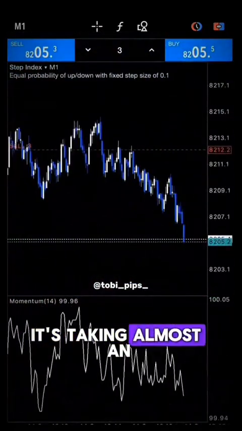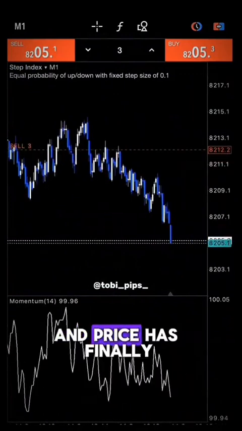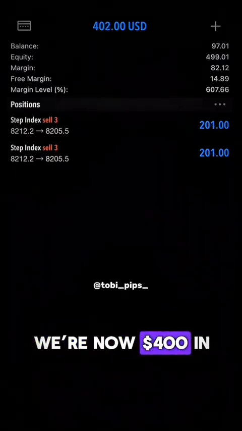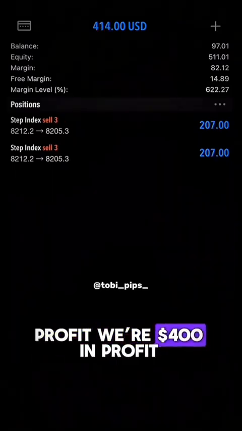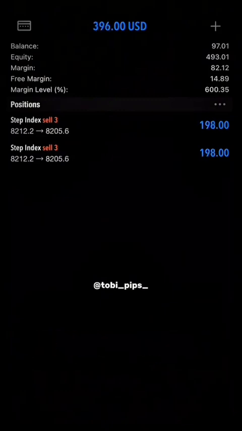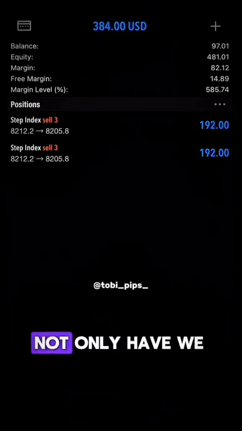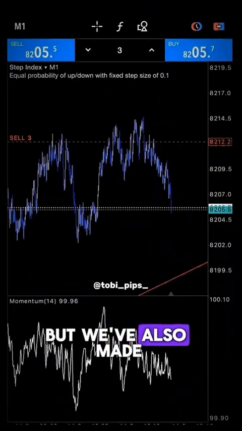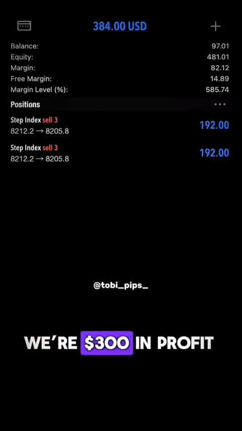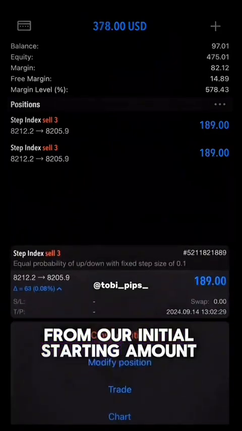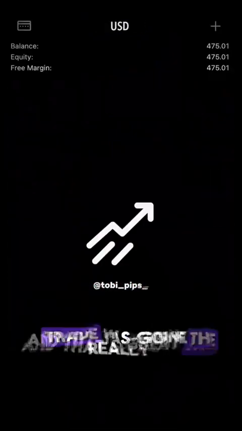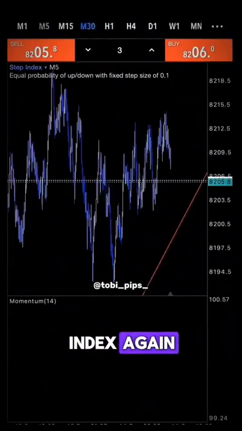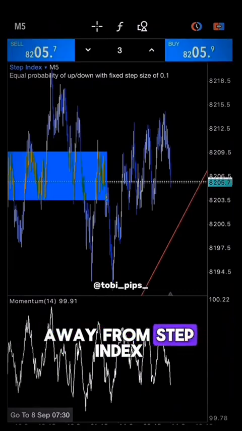It's taken almost an hour of waiting and price has finally started moving downwards. As you can see, we're now $400 in profit. So the entry was a sharp entry. This trade has gone beautifully. Not only have we been able to recover from the initial loss, but we've also made some profit. Or $300 in profit from our initial starting amount, and that's great. The trade has gone really well. Right now I don't think I'll be working with step index again, so I'll be stepping away from step index.